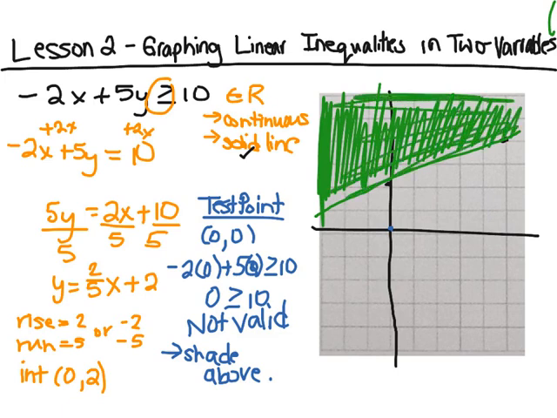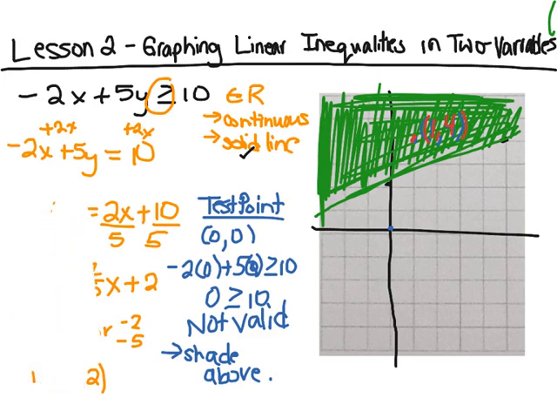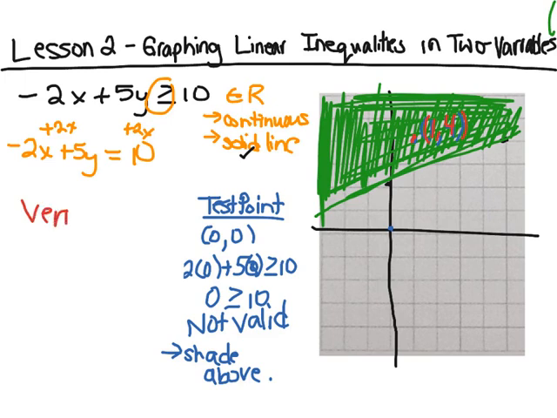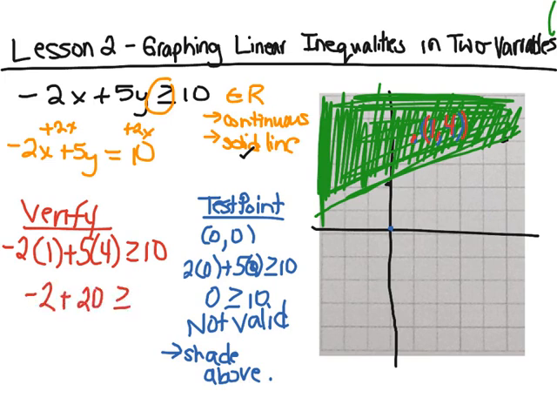Now we need to verify our point. So we could choose the point 1, 4. You can't really see that. So if we were to verify that, and it's important to do this, verify. We have -2 times 1 plus 5 times 4 is greater than or equal to 10. -2 plus 20 is greater than or equal to 10. 18 is greater than or equal to 10. So that's right.